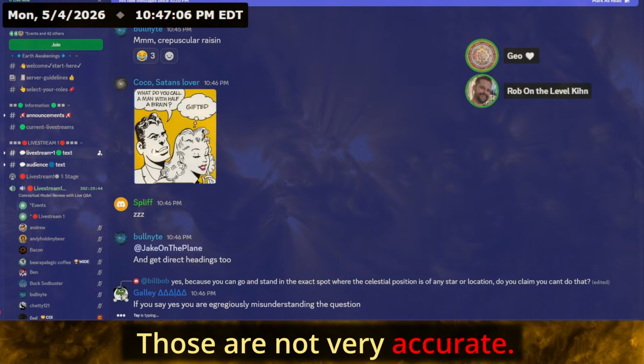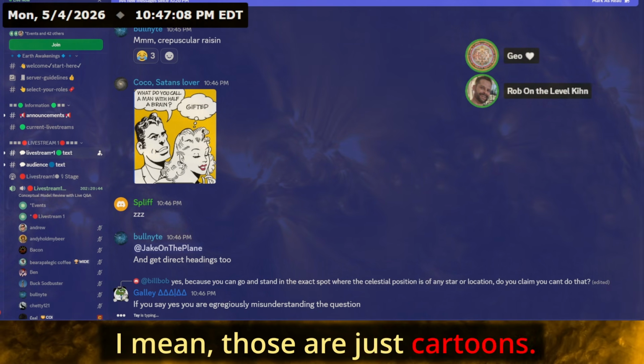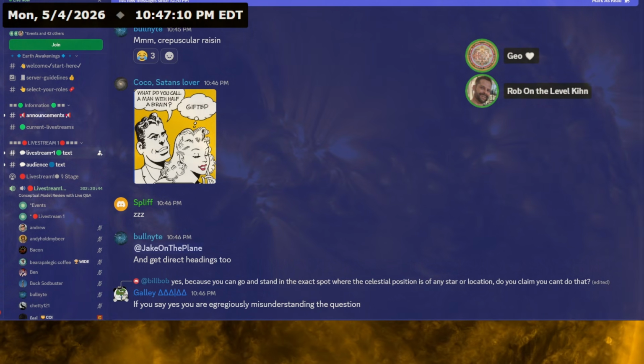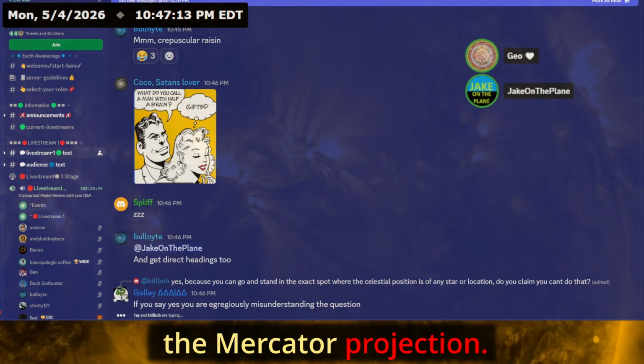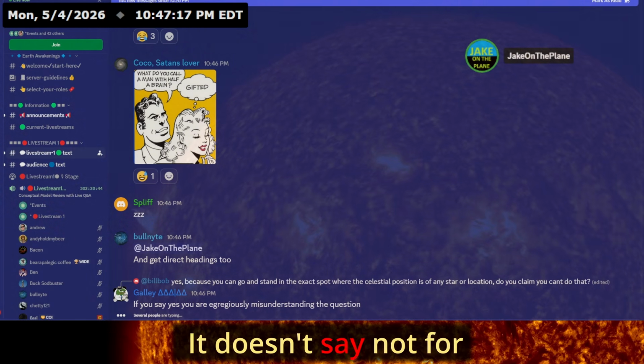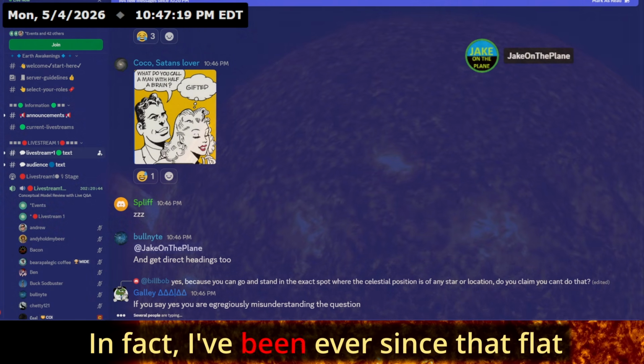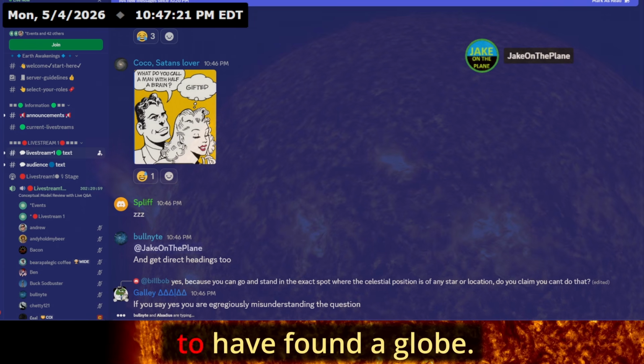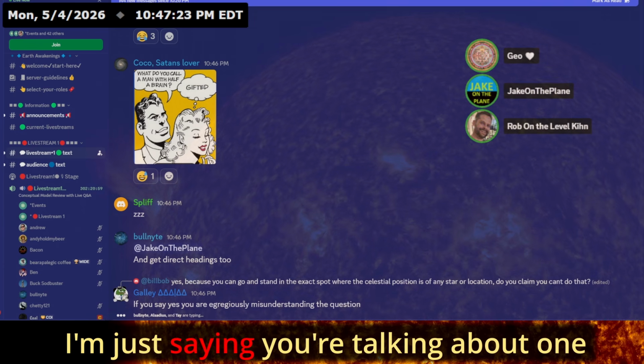Why? Those are not very accurate. I mean, those are cartoons of the Mercator, kind of globular projection. Okay, I have a globe. It doesn't say "not for educational purpose." In fact, ever since that flat Earth claim, I have yet to find a globe that says "just not for educational purposes."